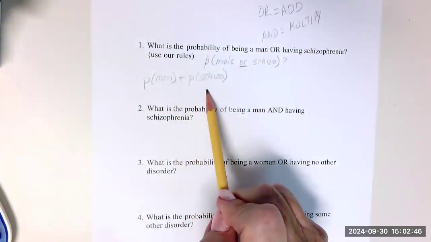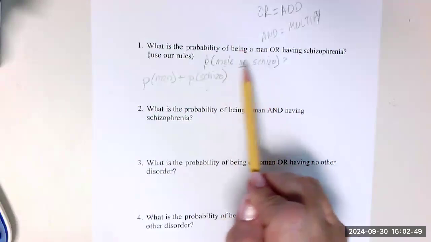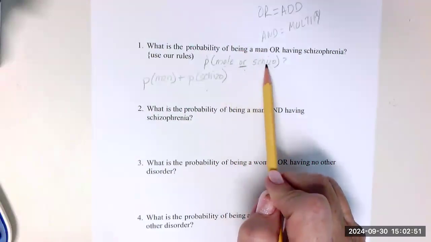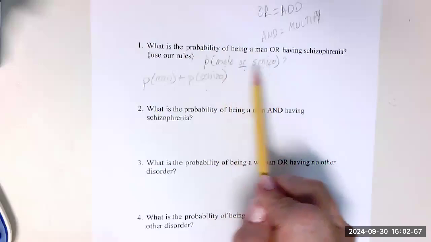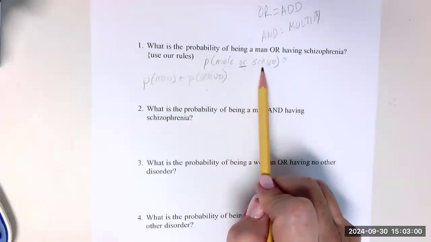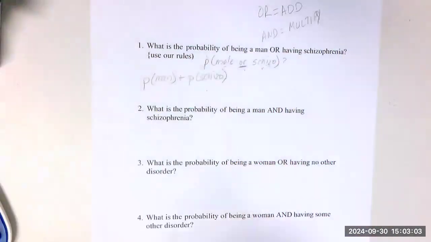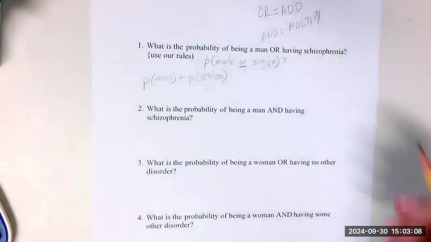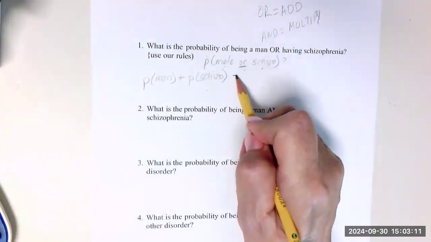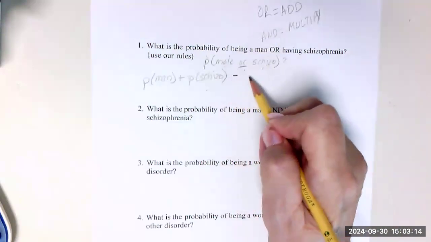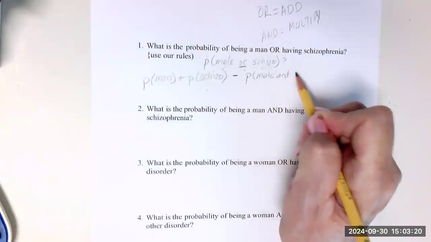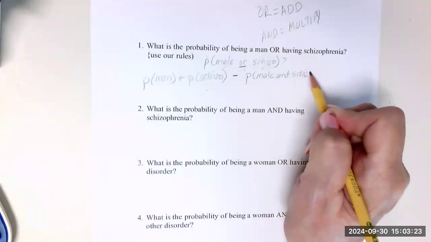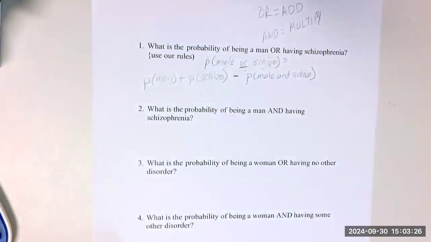But before we do that, we need to ask ourselves, can these two things happen at the same time? Well, yeah, they can. You can be male and be diagnosed as schizophrenic. So we've got to use that second part of the addition theorem or formula, and subtract out the probability that they occurred at the same time. So we're going to subtract out the probability of being male and schizophrenic.